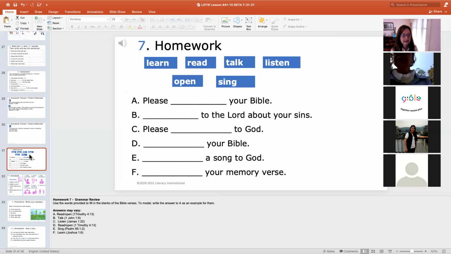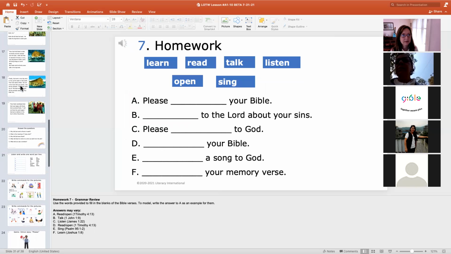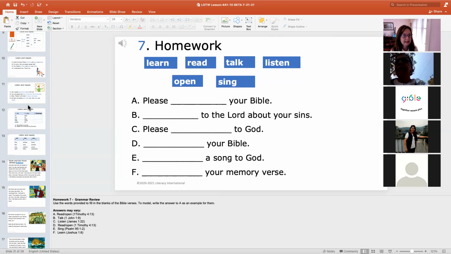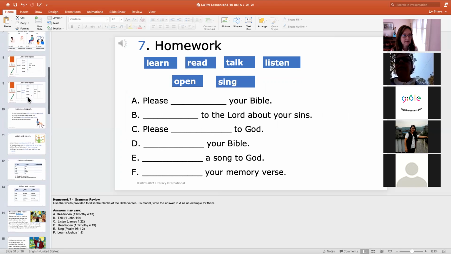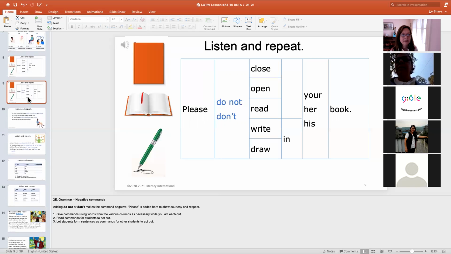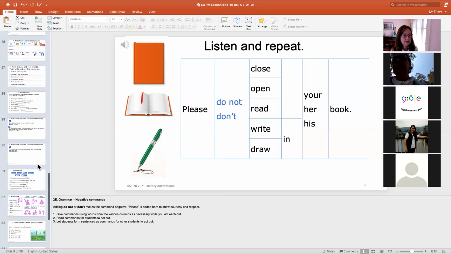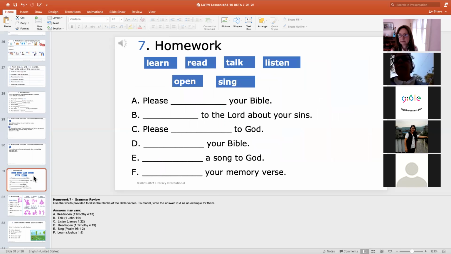Part 7 is grammar review. And so these are words that we've been practicing as we've been learning commands in the grammar section of our lesson. And so they're going to just fill in the blanks with the words provided.